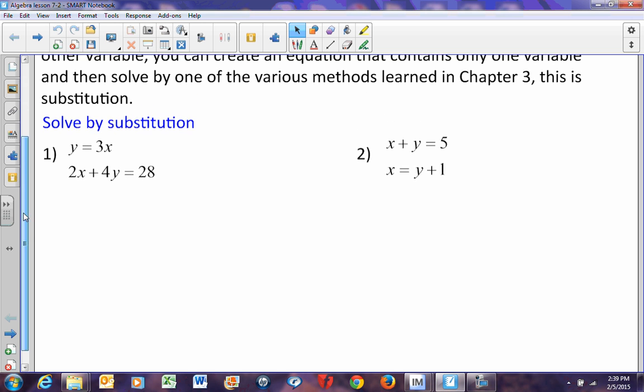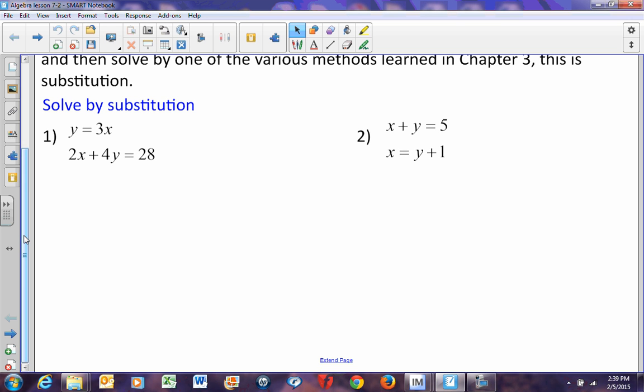Okay, let's take a look at this system of equations. I will walk you through how to solve a system of equations by substitution. In problem number 1, we have two equations: y equals 3x and 2x plus 4y equals 28. The first thing you always want to do when you use substitution is get one equation solved for a single variable if it isn't already. If I look at these two equations, it's obvious to me that the very first equation is already solved for y. Equation 1 is already in the form y equals 3x.